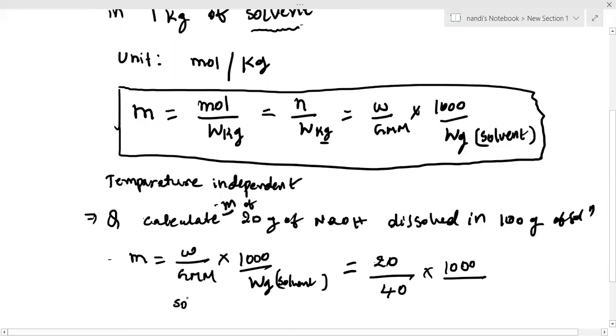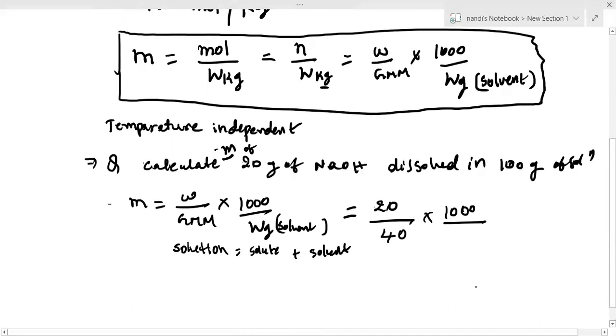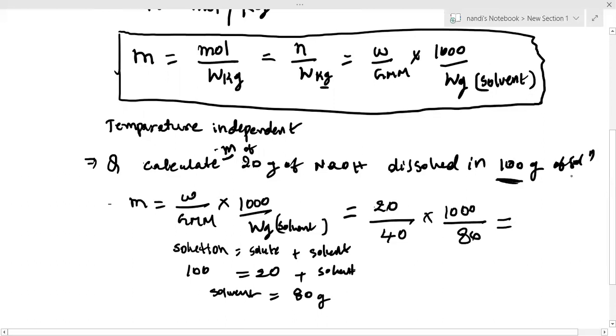You know that solution equals solute plus solvent. What is the solution they gave? 100 grams. What is the solute? 20 grams. What is the solvent here? Solvent is 80 grams. Is it correct? So substitute 80 here. Then calculate, you will get your answer. Most of the students take 100 grams here, but that is the solution, and we need to substitute only the solvent.